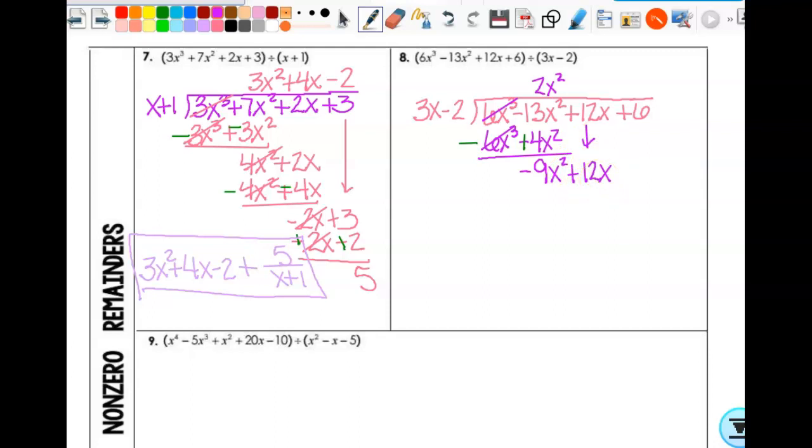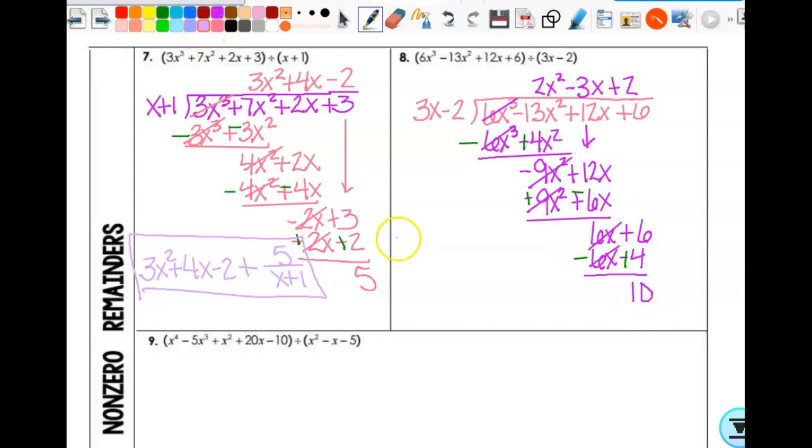I've seen a positive 9x squared there, like a lot already so far today. So 3x divides into negative 9x squared. That's a negative 3x. So it gives me negative 9x squared plus 6x. Right? Negative times negative is a positive. I change the signs on both. This zeroes out, and I get 6x plus 6. 3x goes into 6x a positive 2 times. So this is 6x minus 4. Change the signs on that. And I get 10. So my final answer then is 2x squared minus 3x plus 2 plus 10 over 3x minus 2.